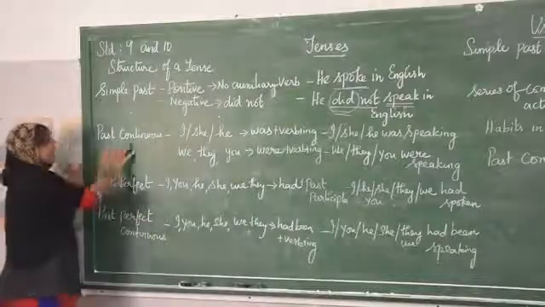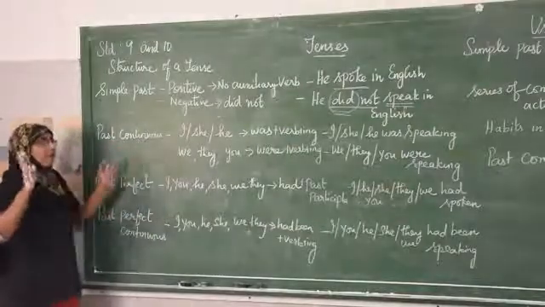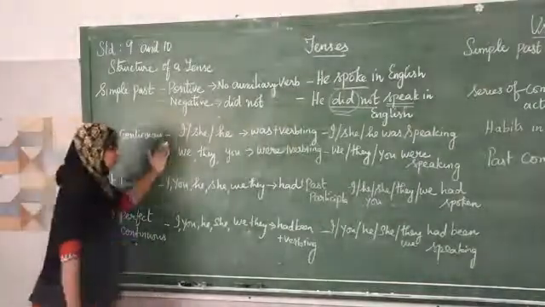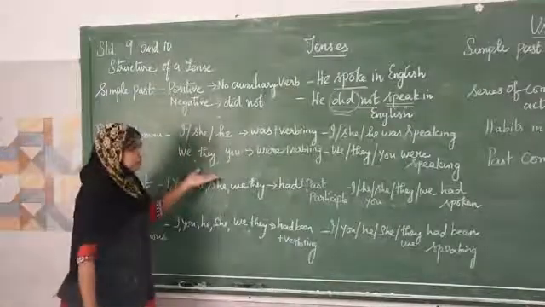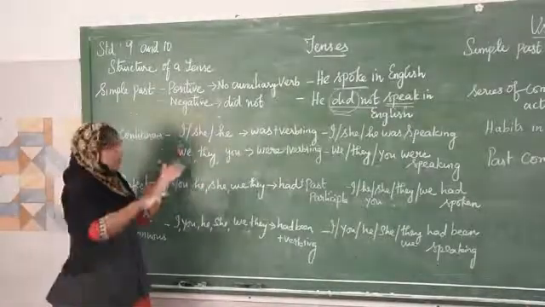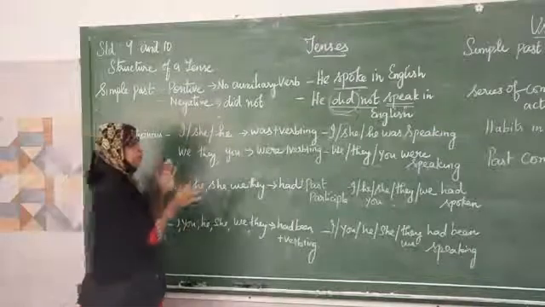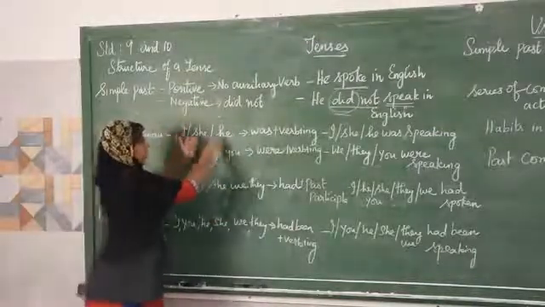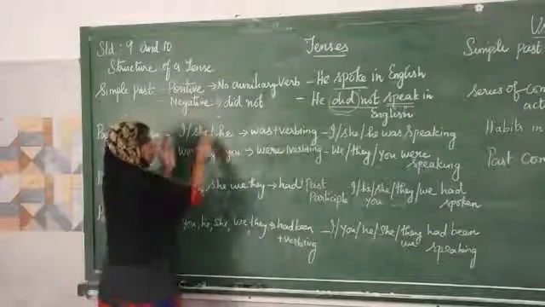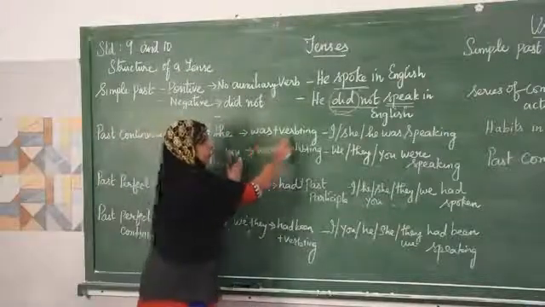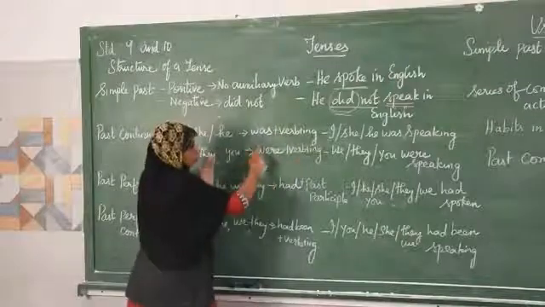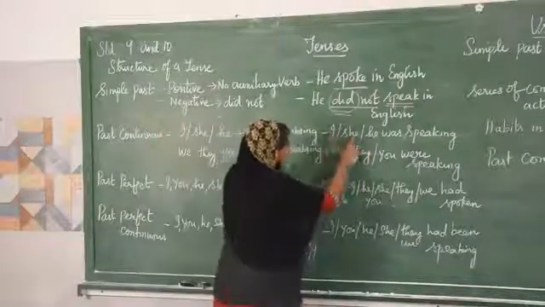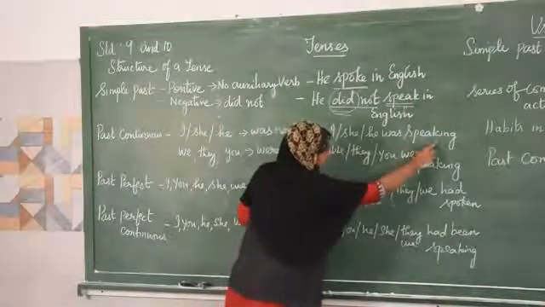Now next, past continuous tense. How to form past continuous tense? Whether it's first person, second person, third person, or singular or plural, you have to add was or were. If you take I, first person, she or he, third person, you have to use was plus verb plus ing. So here I, she, he was speaking.